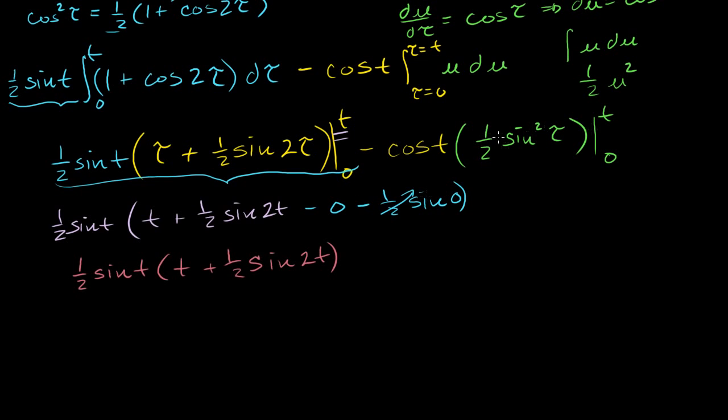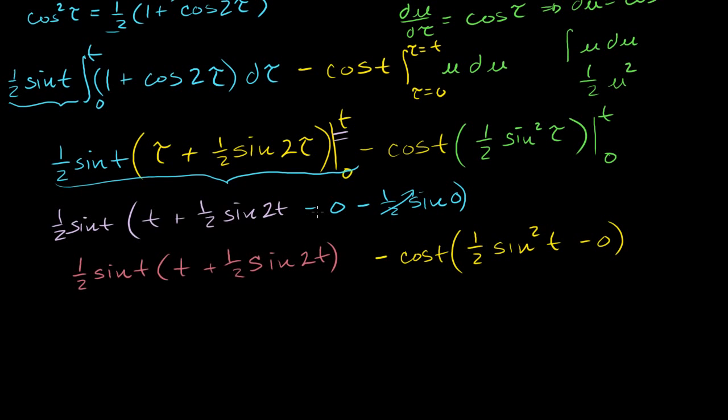All right, now what does this one simplify to over here? Well, this one over here, you have minus cosine of t. And we're going to evaluate this whole thing at t. So you get 1/2 sine squared of t minus 1/2 sine of 0 squared, which is a 0. So that's just minus 0.